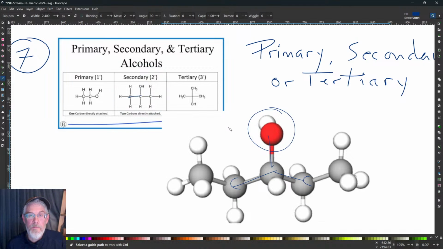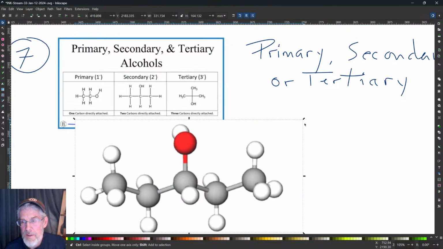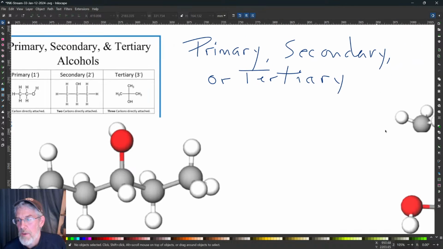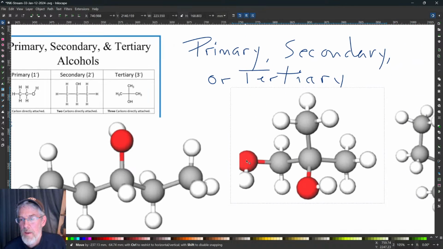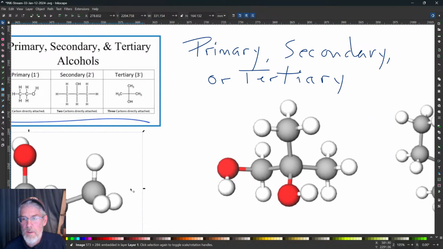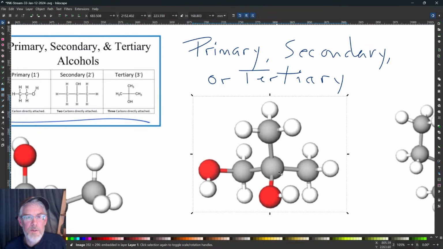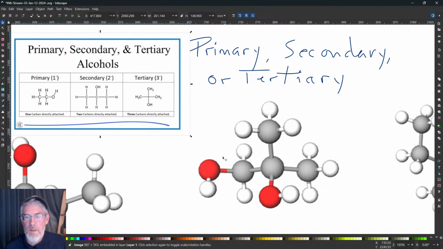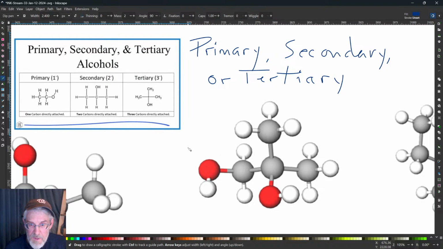Let's try another one. Typically that's what happens. They'll give you something like this and ask you to figure it out. I think over here, yeah. So this one's a little more, this has two types of alcohols. So it's going to have two of these up here. Two types of alcohols. So let's call this number 1 and number 2.